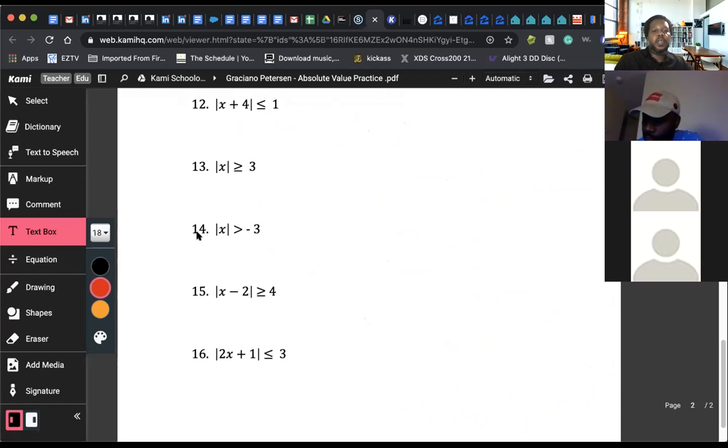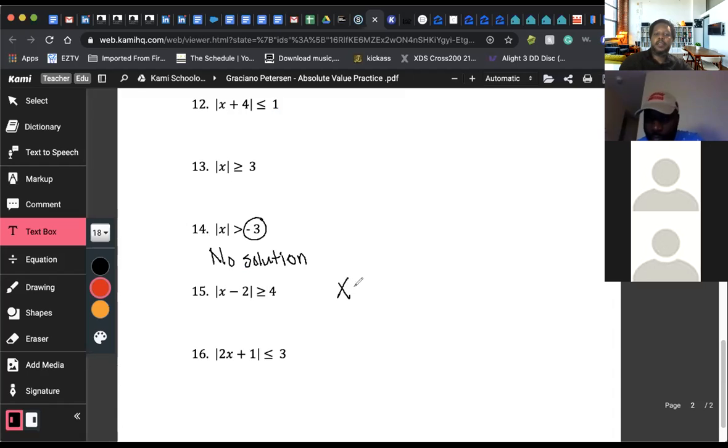Okay, again, we have an absolute value that is set equal to a negative number. So we have no solution. But number 15 we can do.